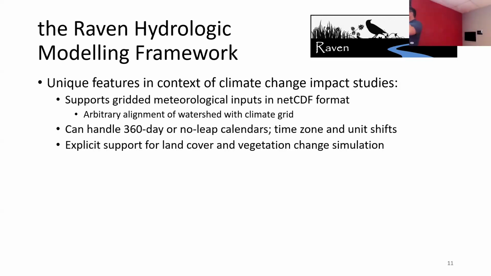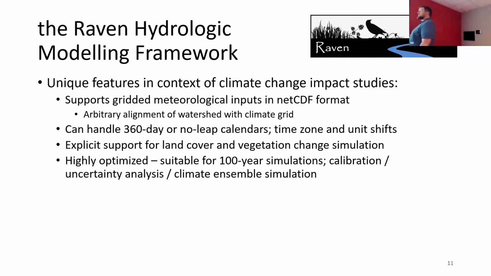Raven explicitly supports land cover and vegetation change simulation, which could be happening simultaneously with climate change. There are not a lot of models that can do that. And I'll show you some instances where we're actually doing climate change analysis that relies upon this land cover change.